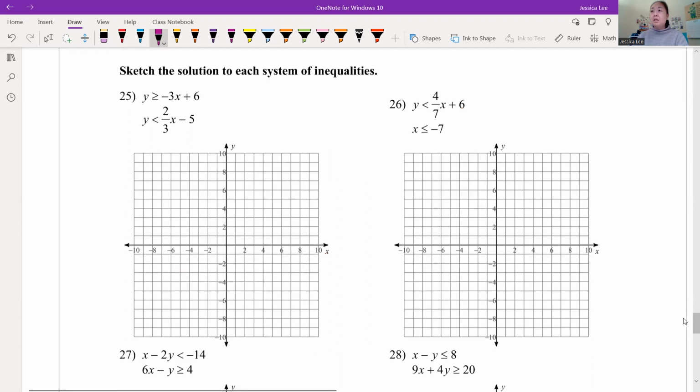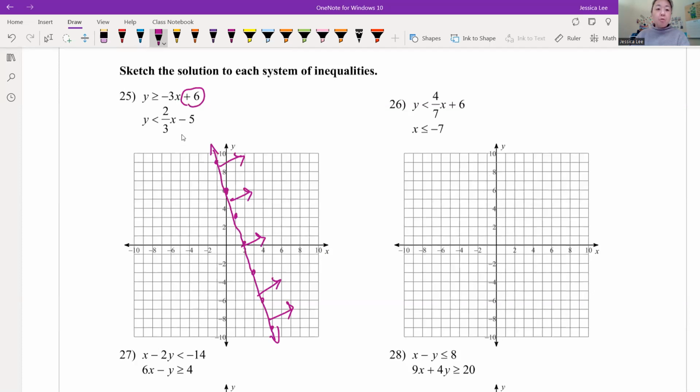So now we have to sketch the solution to each system of inequalities. All right, so we're just doing 2 on one graph. Here's plus 6. We're going to go negative 3, so down 3 to the right 1, or up 3 to the left 1. I'm going to do this a couple of times because I have to be pretty accurate here. And this is going to be a solid line, all the way across. I know y is greater than, so all these numbers up here are going to be bigger than, so I'm going to shade up here.